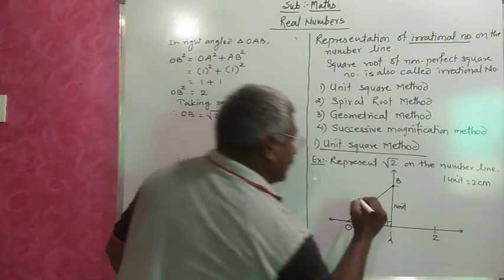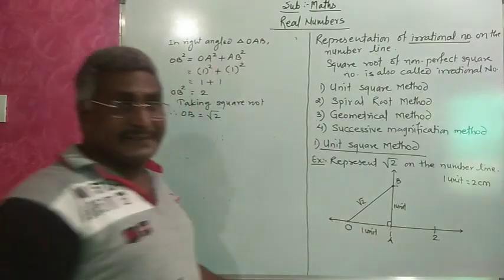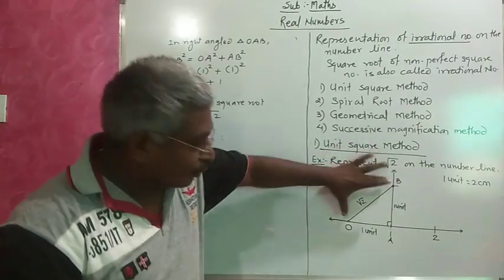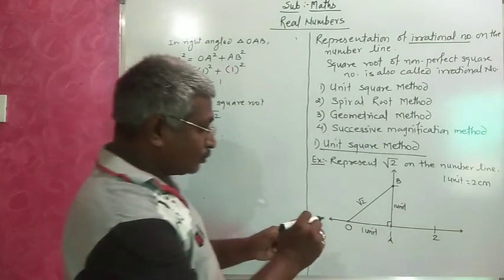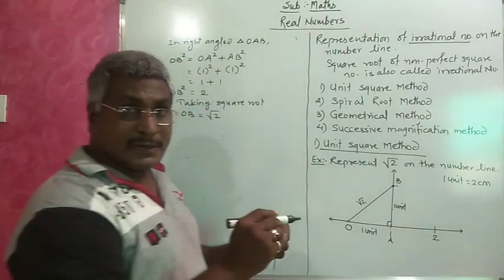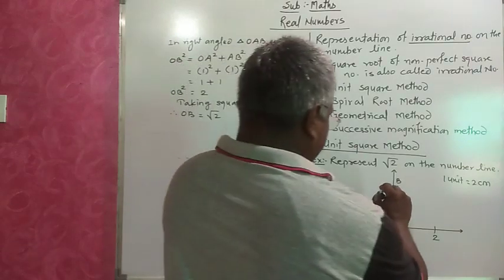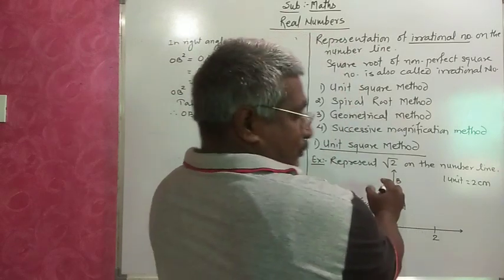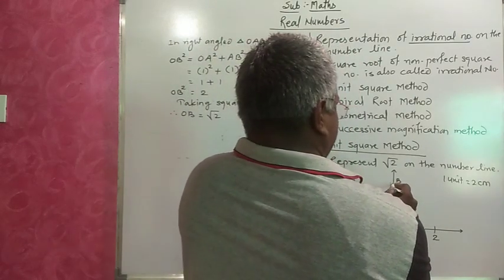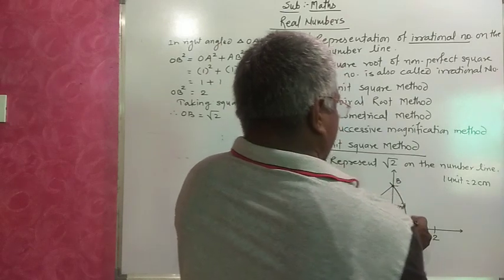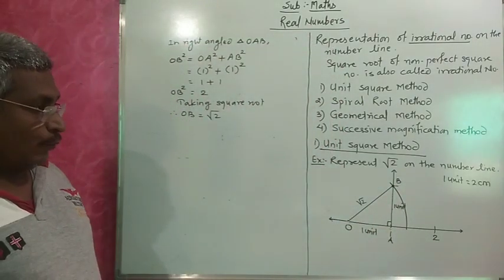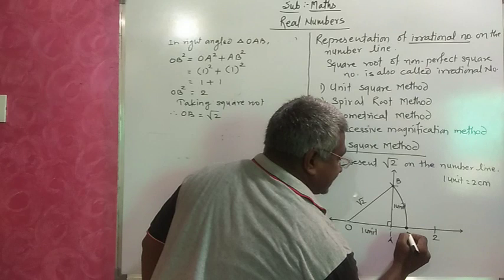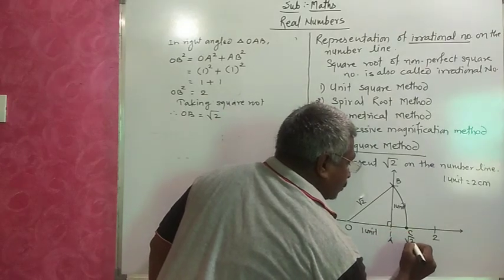What is the value of OB? Root 2. And this has to be represented on the number line. So what is the length of OB? Root 2. We have to take the root 2 distance OB in a compass. How am I taking it? See student, keep the compass at O and take the distance OB. Understood? Okay. And from here we have to mark on the number line. Wherever this arc intersects the number line, that is root 2.